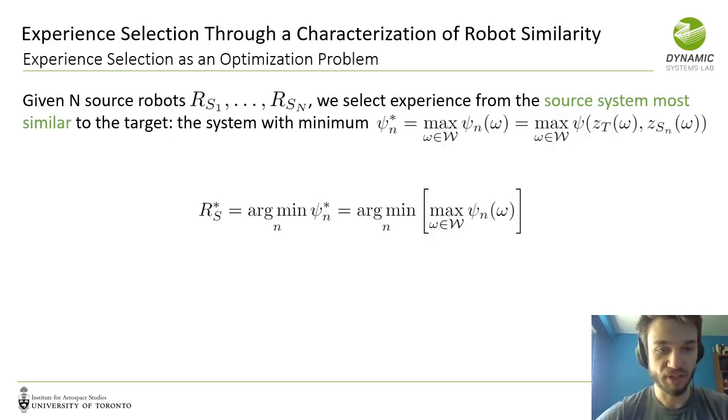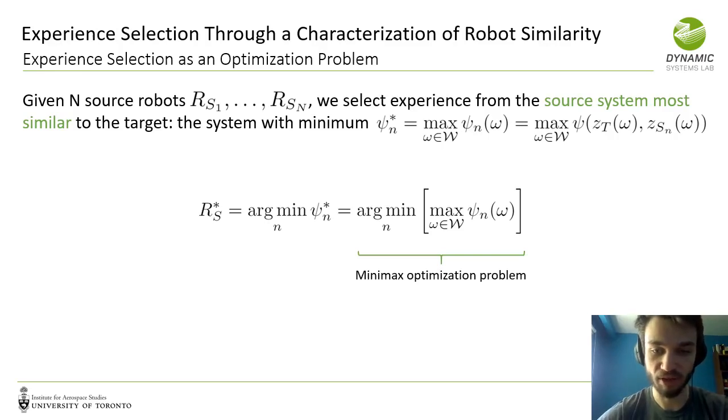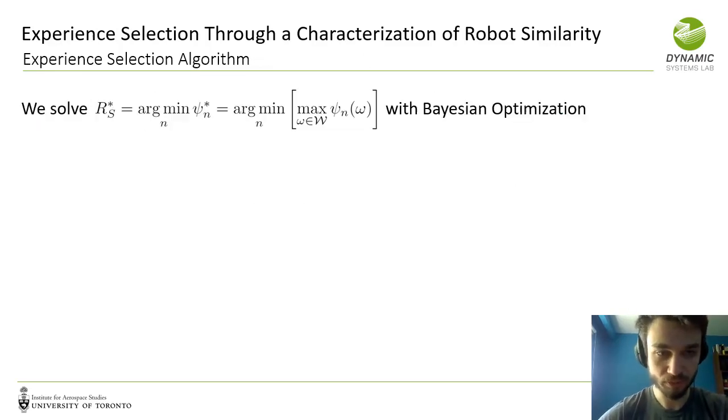So, given N source robots, RS1 through RSN, we select experience from the source system most similar to the target, namely the system with minimum psi star n, where psi star n denotes the similarity between the nth source robot and the target. Formulating experience selection in this way gives us a minimax optimization problem, and we can solve this optimization problem using Bayesian optimization.